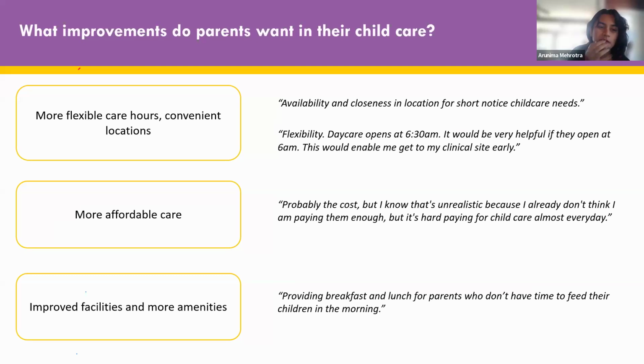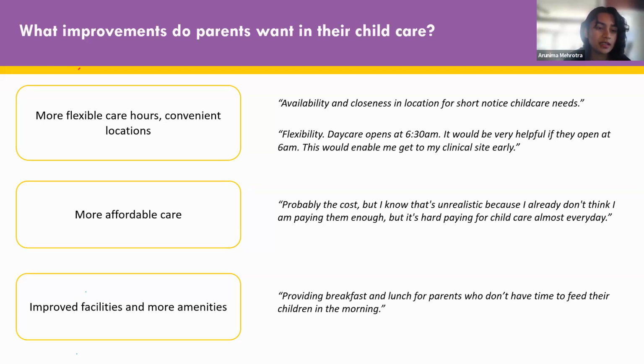We also wanted to talk to parents about what improvements they want in their current childcare arrangement. And similar to the themes in the last slide, location and having flexible care hours is really important to parents. And when they do not have access to them, they really feel its lack as well. Time is such an important commodity to all of us, but especially with parents balancing such multiple responsibilities at work and household. It is really important for them to be able to have a reliable childcare arrangement that they can easily access and use whenever they need.